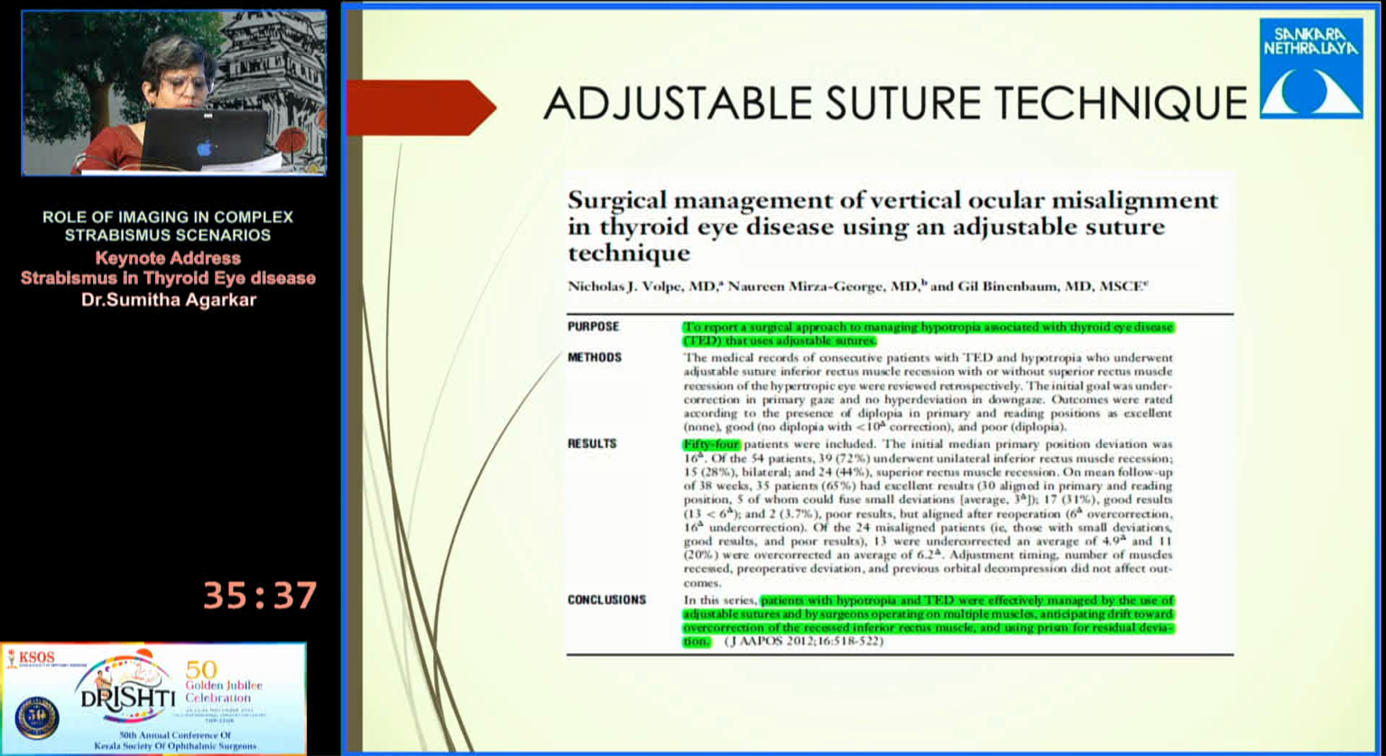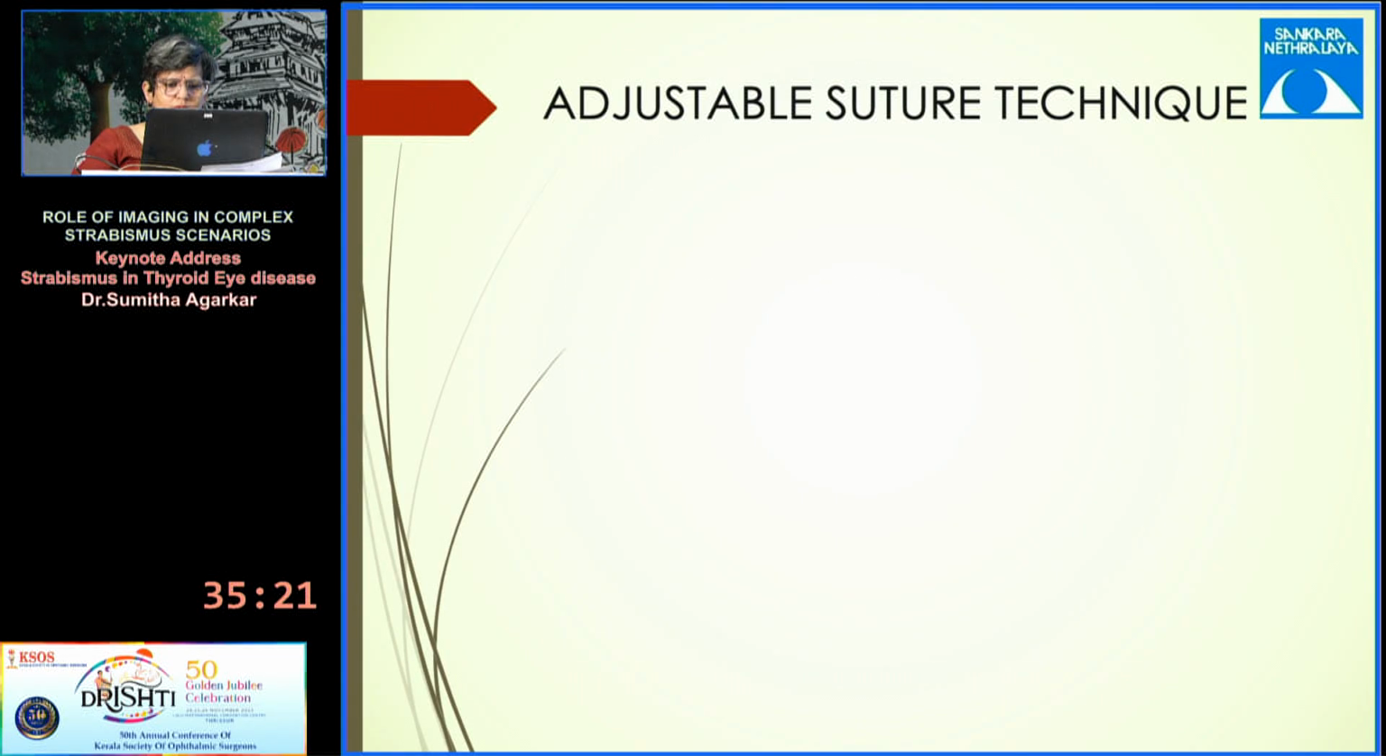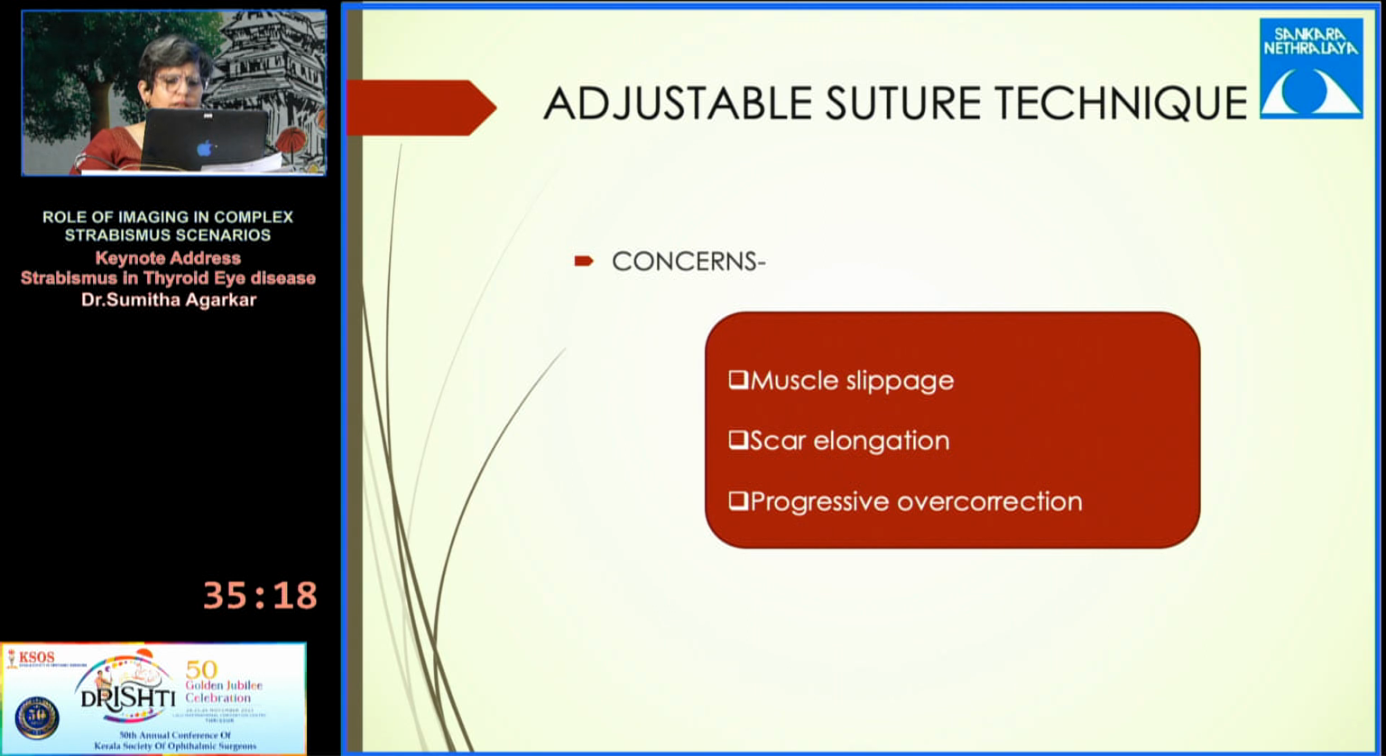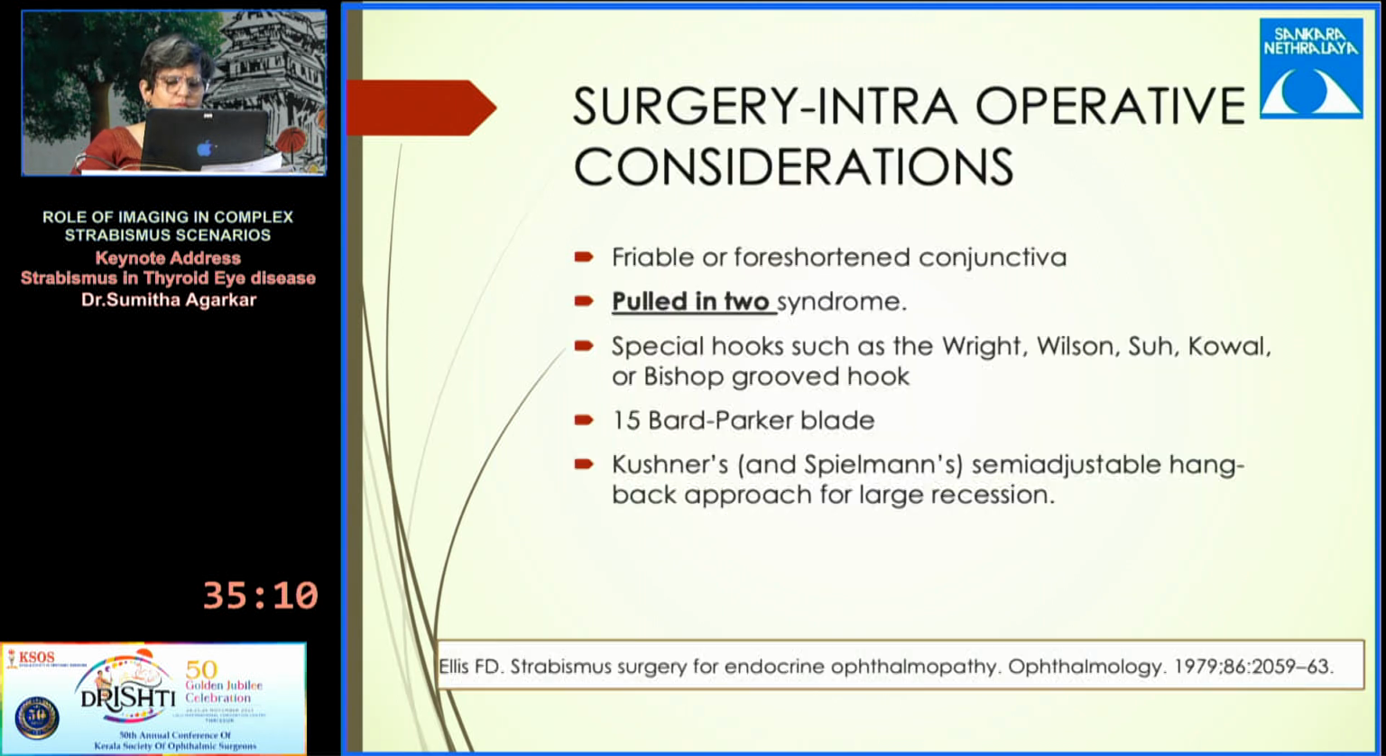So as I said, adjustable sutures are a little bit of a controversy. There are enough people in both groups. I personally don't do adjustables in thyroid eye disease. I use fixed suture, because, as I said, the key concerns with adjustable suture would be muscle slippage, scar elongation and progressive overcorrection, which is fairly commonly seen with the inferior rectus. Intraoperatively, you have to be prepared for a very tight muscle, which can lead to pull-in too, and a friable and shortened conjunctiva.